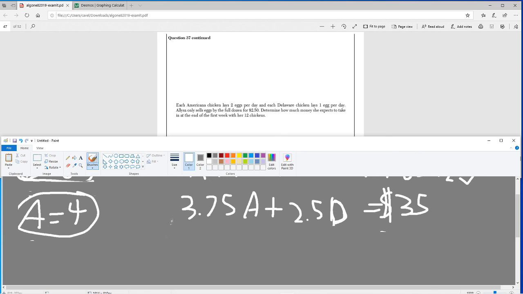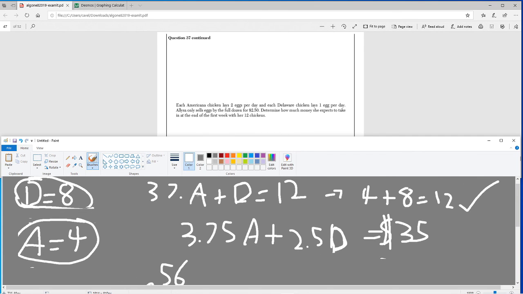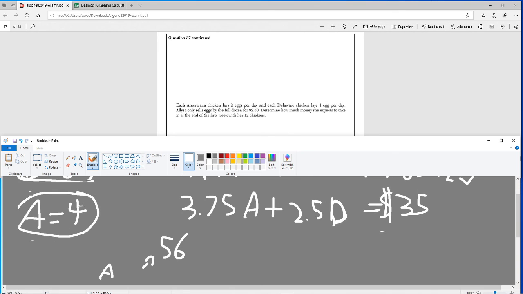8 eggs times 7 is 56, right? This is for the Americana chickens. Each Delaware chicken lays 1 egg per day, so there's 8 of them, so they lay 8 per day times 7, right? 8 times 7 is 56, right? So they also lay 56, so in total you have 112 eggs, right?